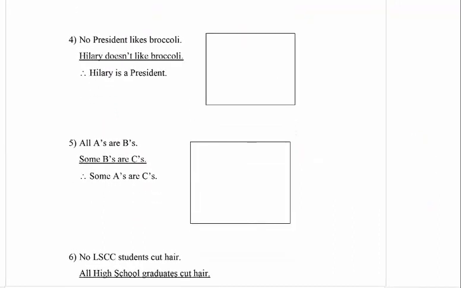Looking at number 4, no president likes broccoli. So that means they don't intersect. Hillary doesn't like broccoli. That just means Hillary cannot be inside this circle, because this is broccoli. So I could put Hillary anywhere on the outside, or I could put Hillary in the president.